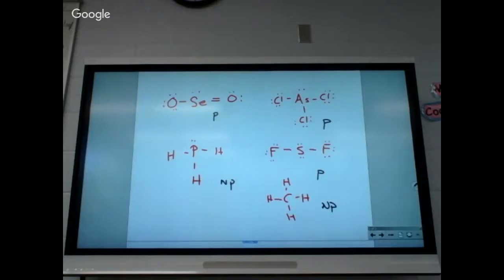I have not put any weird exceptions on the quiz. Wait, what was the exception? Where you subtract and get 0. Even though it has lone pairs, if you subtract your electronegativities and get 0, it's going to be non-polar regardless. But I didn't put anything weird like that on the quiz. Wait, I'm confused.